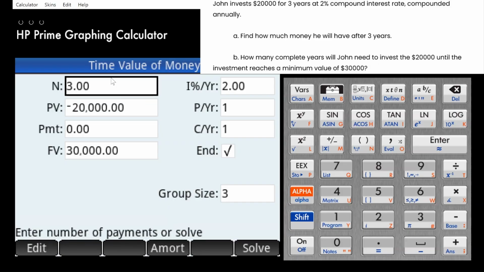Now let's do this again. Select the N box and press solve. I get 20.48 number of payments, and since it's compounded annually, it's 20.48 years. But since the question asks for number of complete years, we round up to 21 years. This is the answer key for the question just now, so you can check if you got it correct.